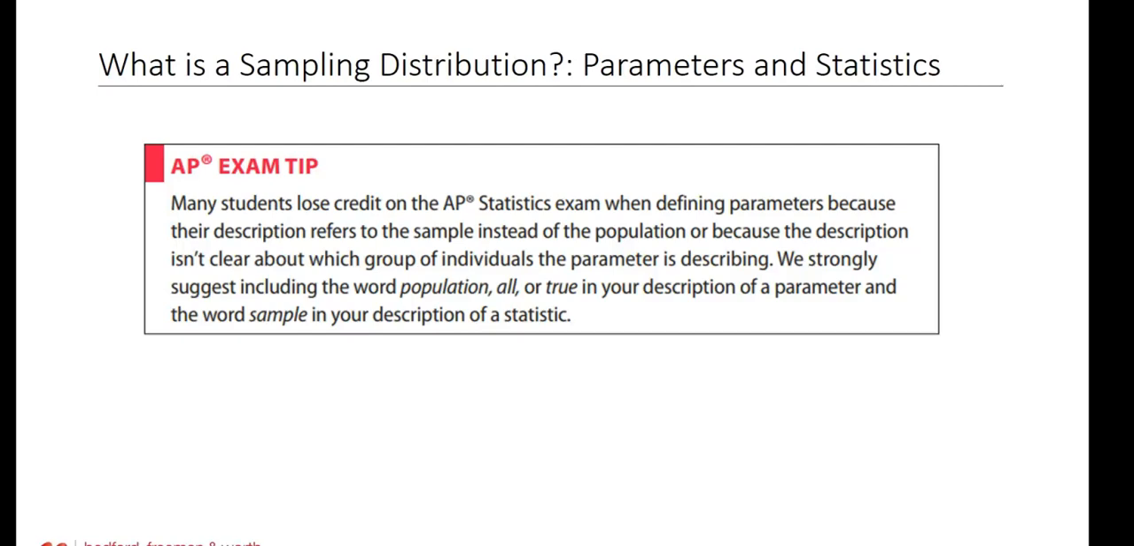I mean, this definitely happens. Sometimes students refer to the sample instead of the population we're trying to estimate because they're not clear about the wording. So when you're talking about population, use the words all or true, and for a statistic, use the word sample.